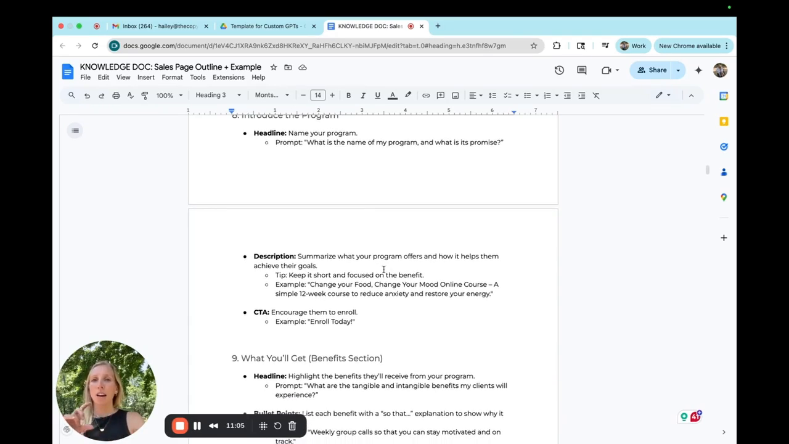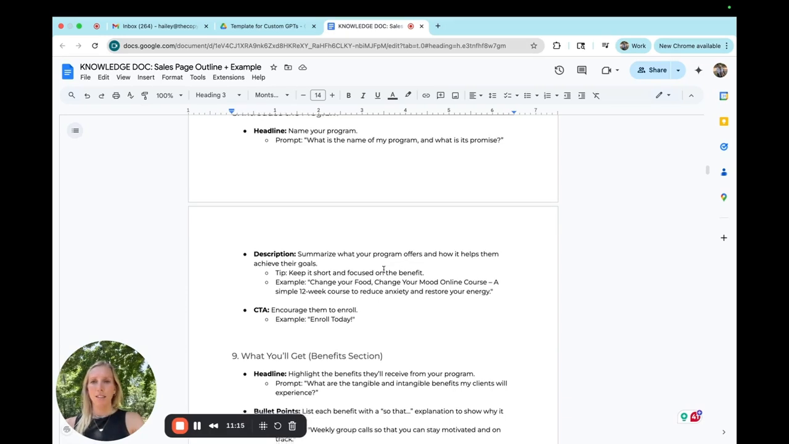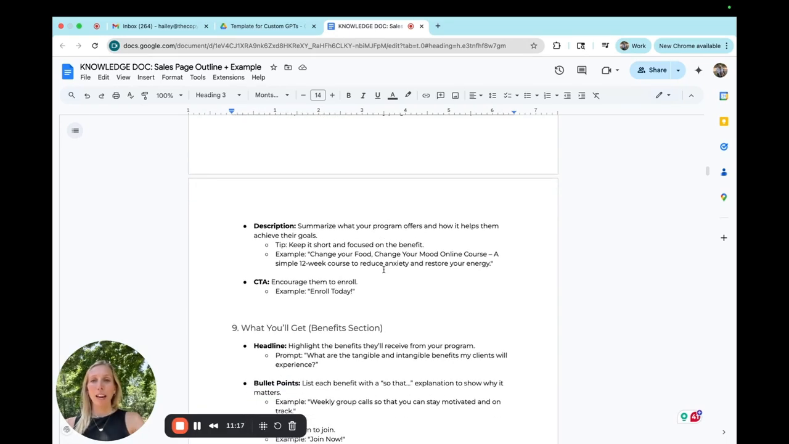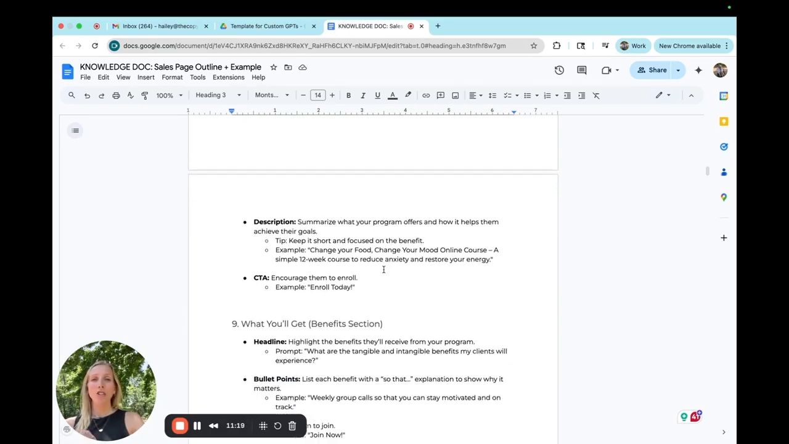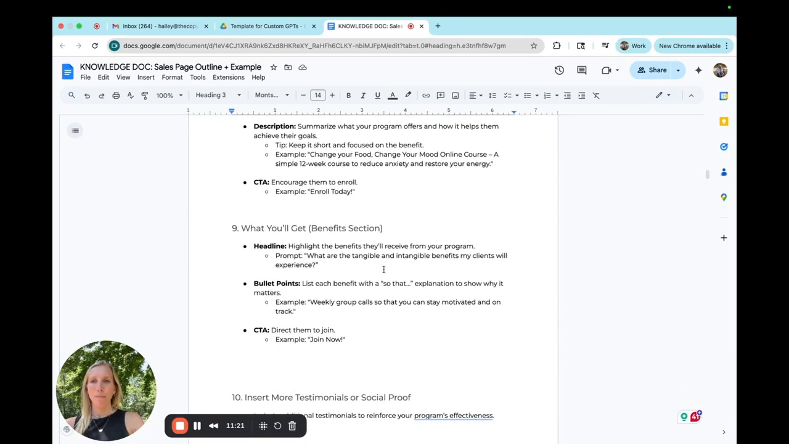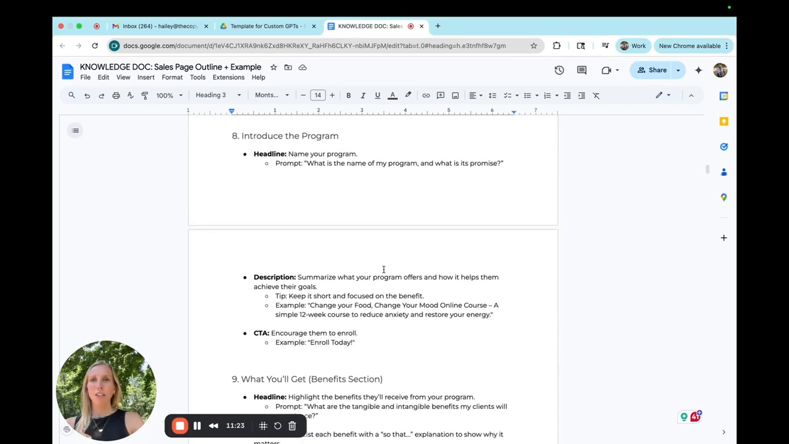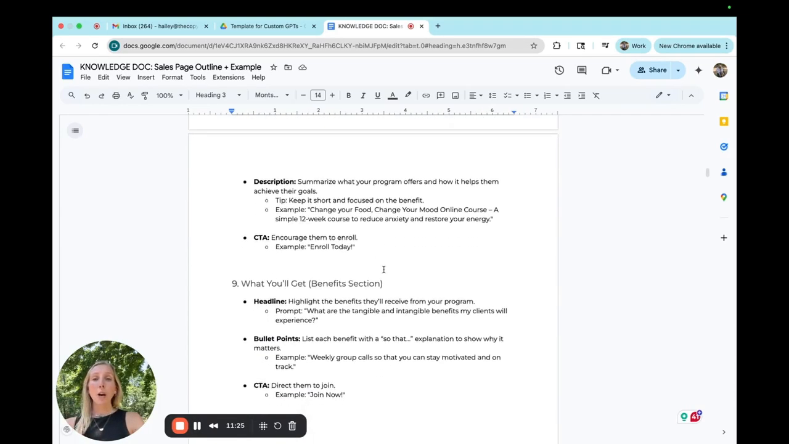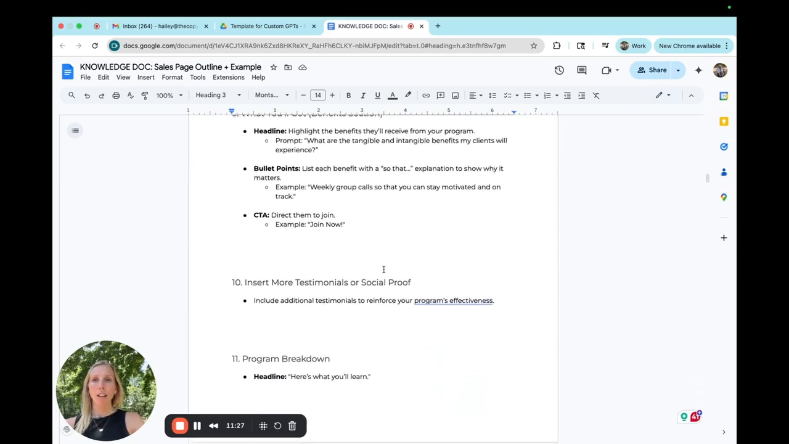And then a few sentences summarizing what your program offers, how it helps them achieve their goals. We're keeping it short and focused again on the benefit. And then encourage them again with a CTA, call to action, enroll today. Okay, so this is just a short section introducing the program. Now we're going to get into everything that's included.